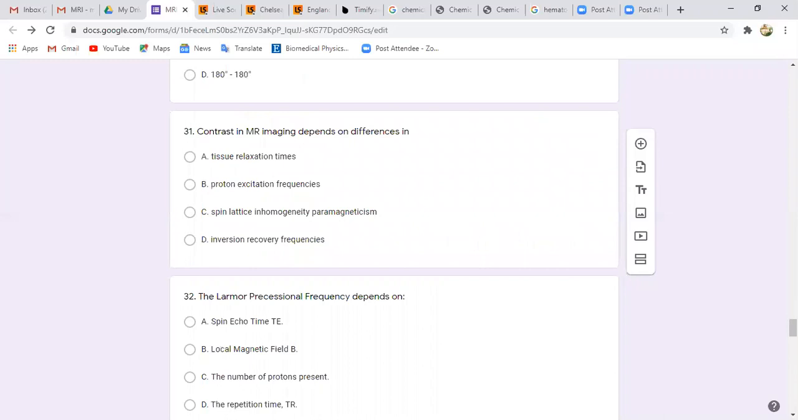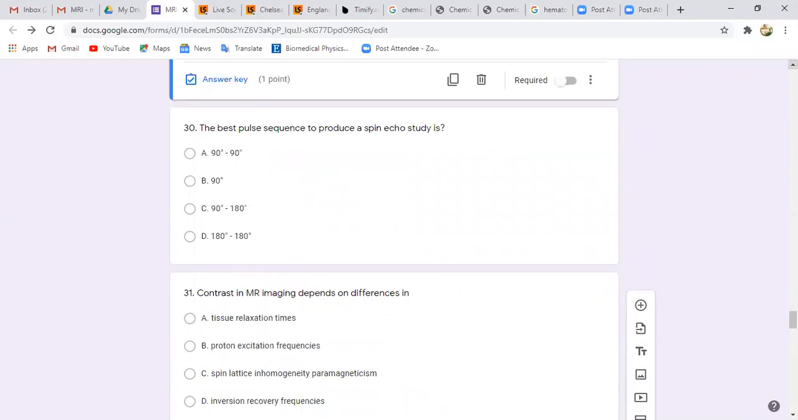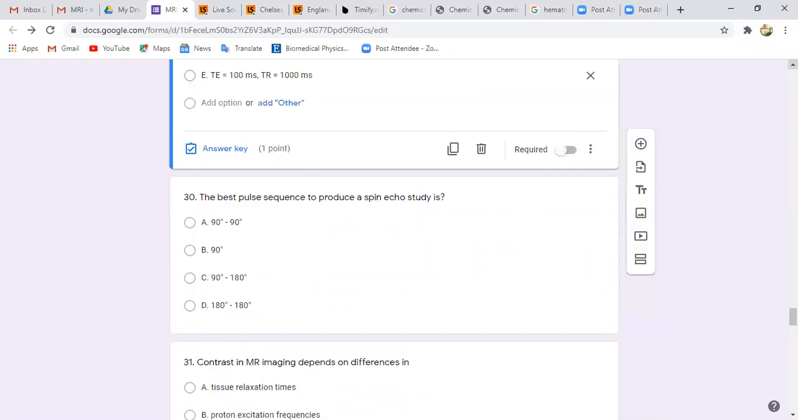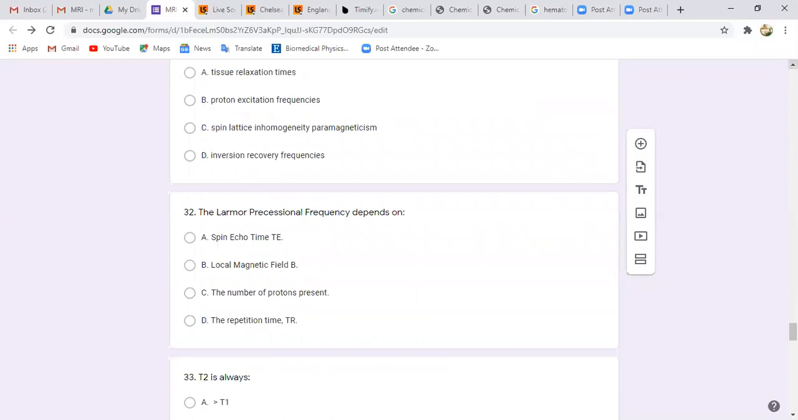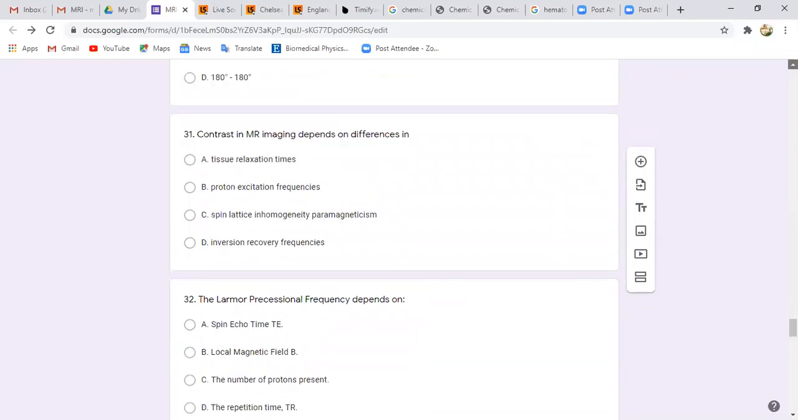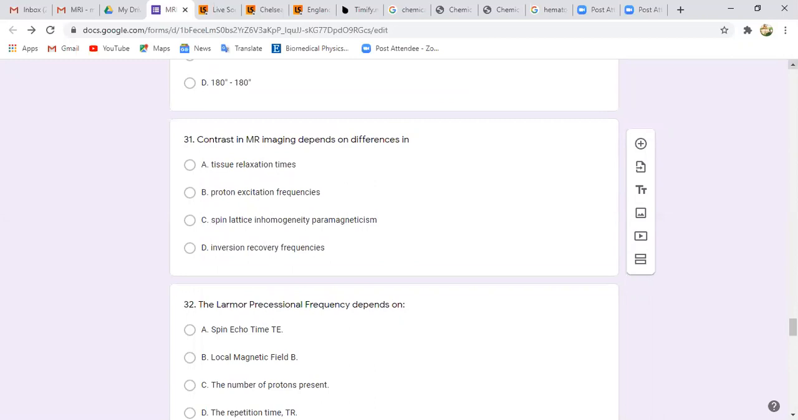Number 30, the best possible to produce a spin echo is, this one is also a giveaway question. It's a giveaway. A. Okay. 31. Contrast in MRI depends on differences in, okay, I think we've treated this. This one is also a giveaway. Tissue relaxation times.